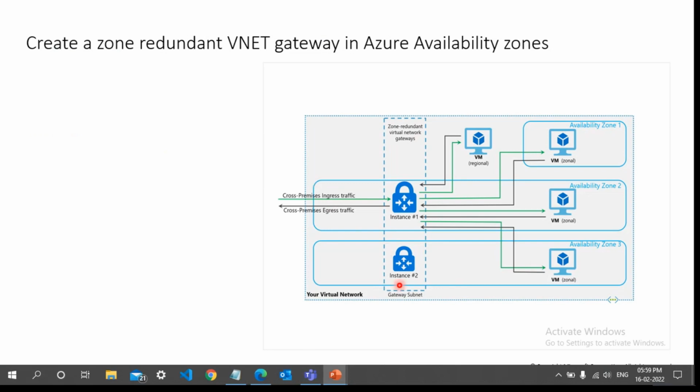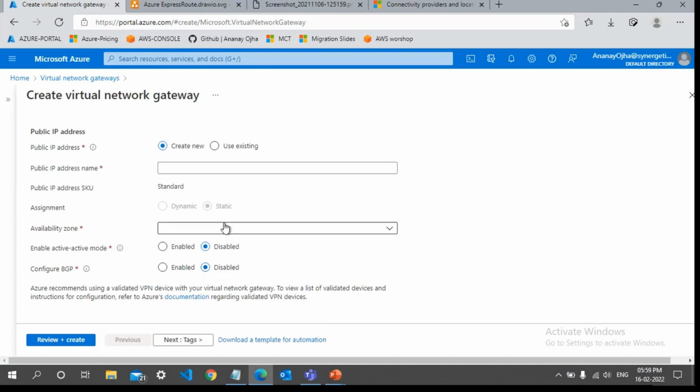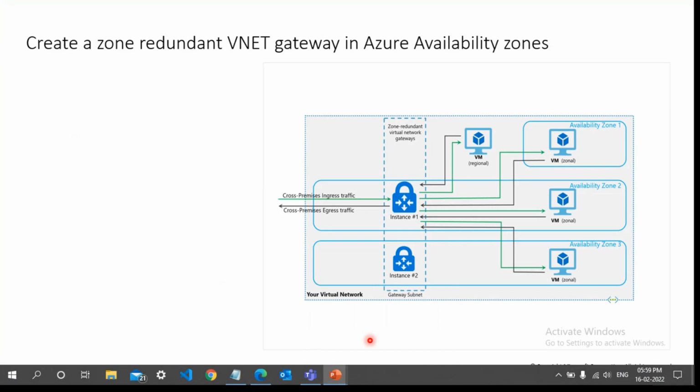So with this diagram, we came to know that the virtual network gateways deploy virtual machines behind the scenes to handle your traffic. And whenever you choose zone redundancy while creating your VPN gateway, you make sure that the machines that the VNet gateway uses are distributed across various availability zones. And if any data center is not available, the traffic is not halted. The traffic is still flowing through your VNet gateway.